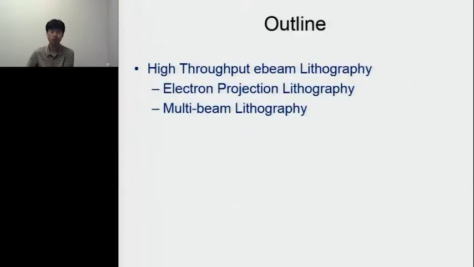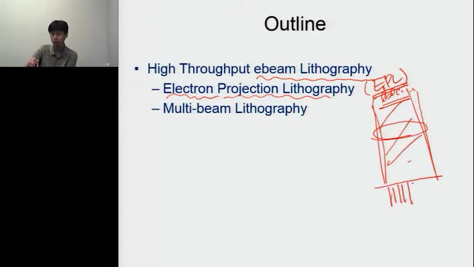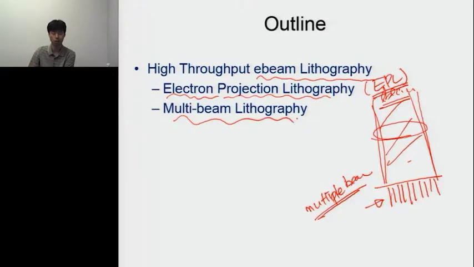Today we're going to talk about ways of increasing the throughput using the same electron beam lithography technology. One way people can increase throughput is to use the electron beam like an optical lithography, using a much bigger diameter electron beam as a projection. We call that electron projection lithography, or EPL. Another way is to make this big electron beam into many much finer, smaller beams, which is a multiple beam approach. Using this way, we can also increase the throughput.